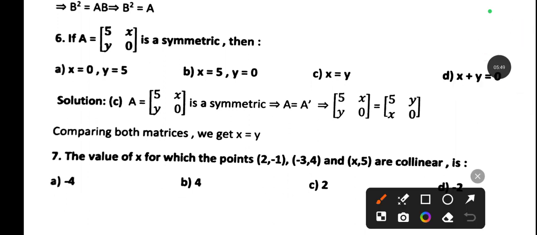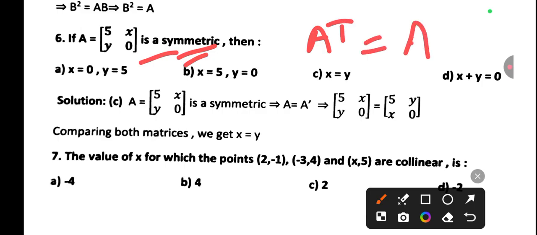A is equal to... the first video is the 2024 board examination, that means last year's board examination MCQs video. A is equal to 5 x y 0. For a symmetric matrix, A transpose is A. Suppose the same question asked for a skew symmetric matrix, then A transpose equals minus A. So be careful about whatever they have asked. Since they have asked for a symmetric matrix, A transpose is A.